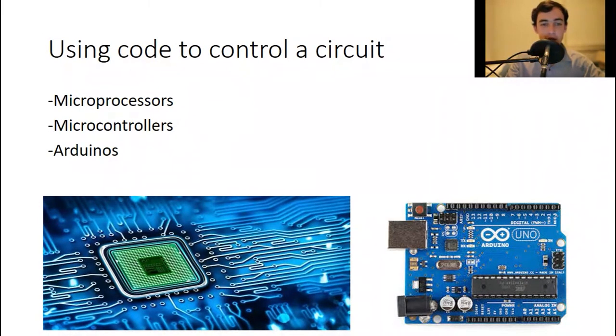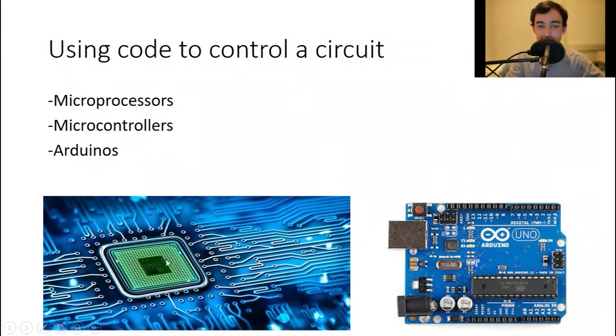So first of all, we need to think about how on earth it's possible to get some code, some text that you type or some blocks that you drag around, to control a real physical circuit in the real world. And the way we do that is we use these things called microcontrollers. Some people get microprocessors and microcontrollers mixed up, so I'll explain what they are.